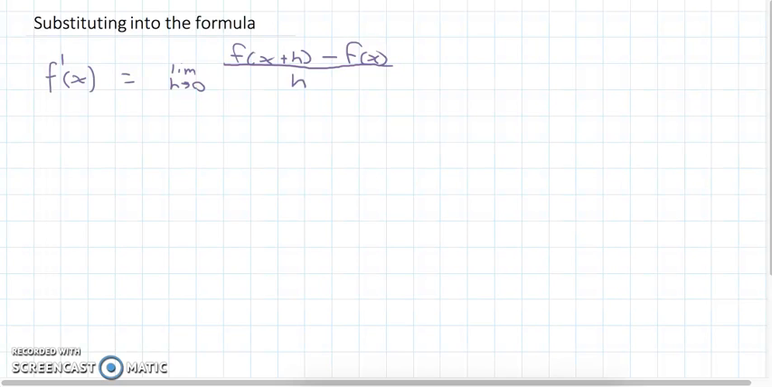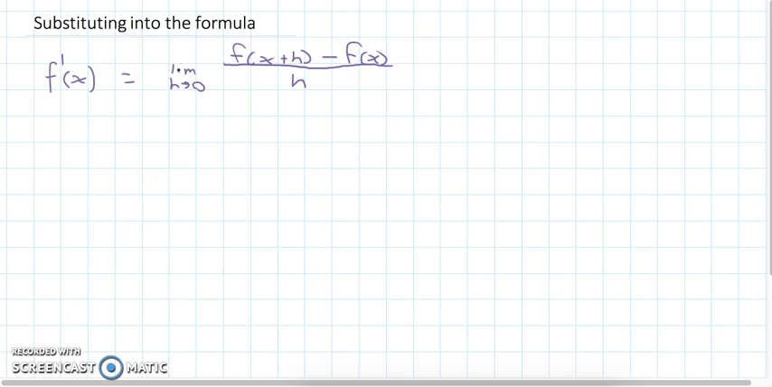Hi and welcome to this quick little video about first principles of calculus and how to use it, and we'll go through some examples at the same time. So this is our formula here. We've got f dash x, which means that this is the derivative of the function, and what we're going to do is use this formula here to find out what that is.